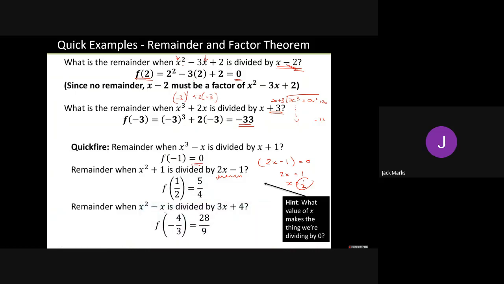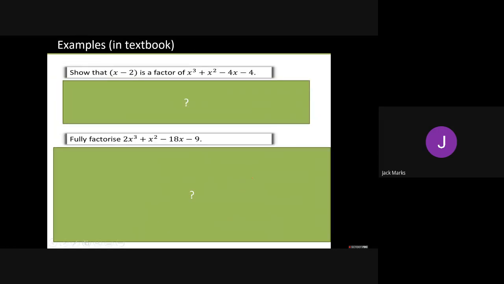What's the remainder when x squared minus x is divided by 3x plus 4? Well, again, the same idea. You take away 4, divide by 3. Okay, you would substitute in that value. So, some examples from the textbook.